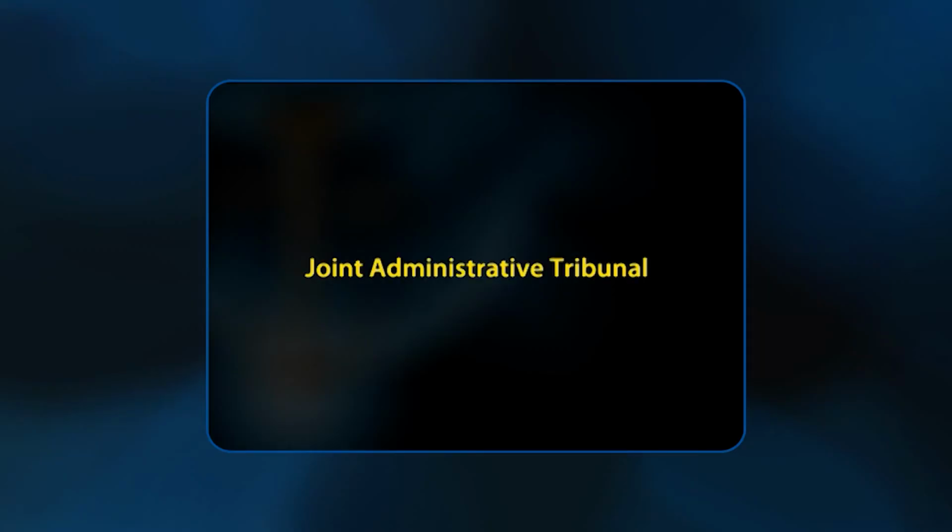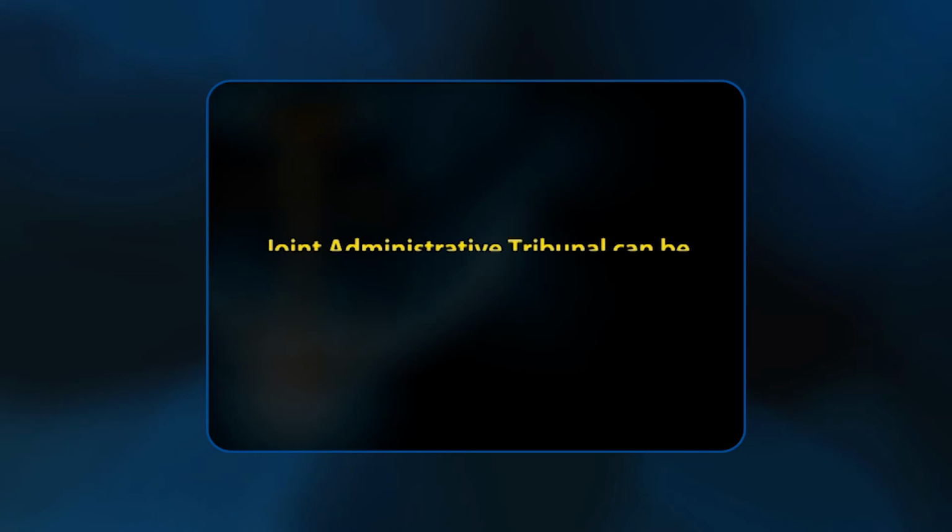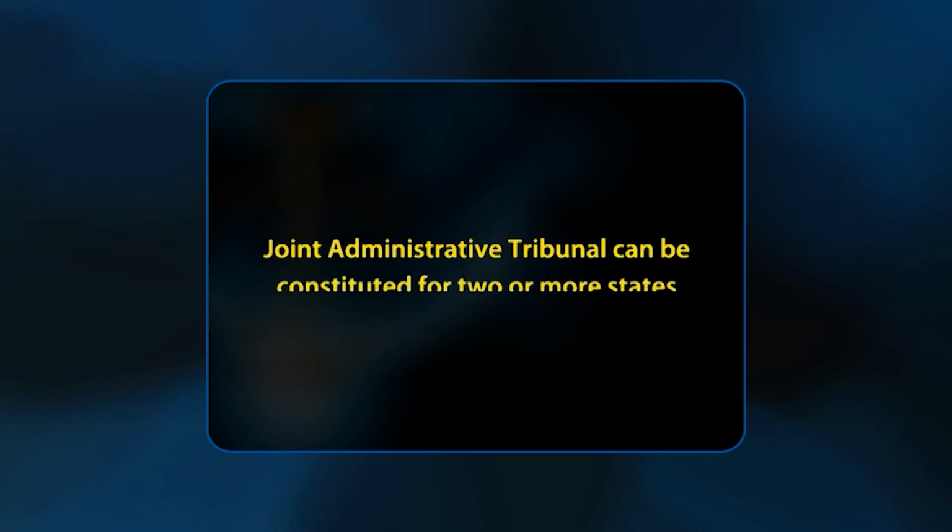Joint Administrative Tribunal. A Joint Administrative Tribunal can also be constituted for two or more states. A joint administrative tribunal for two or more states shall exercise all the jurisdiction, powers and authority exercisable by the administrative tribunals for such states.